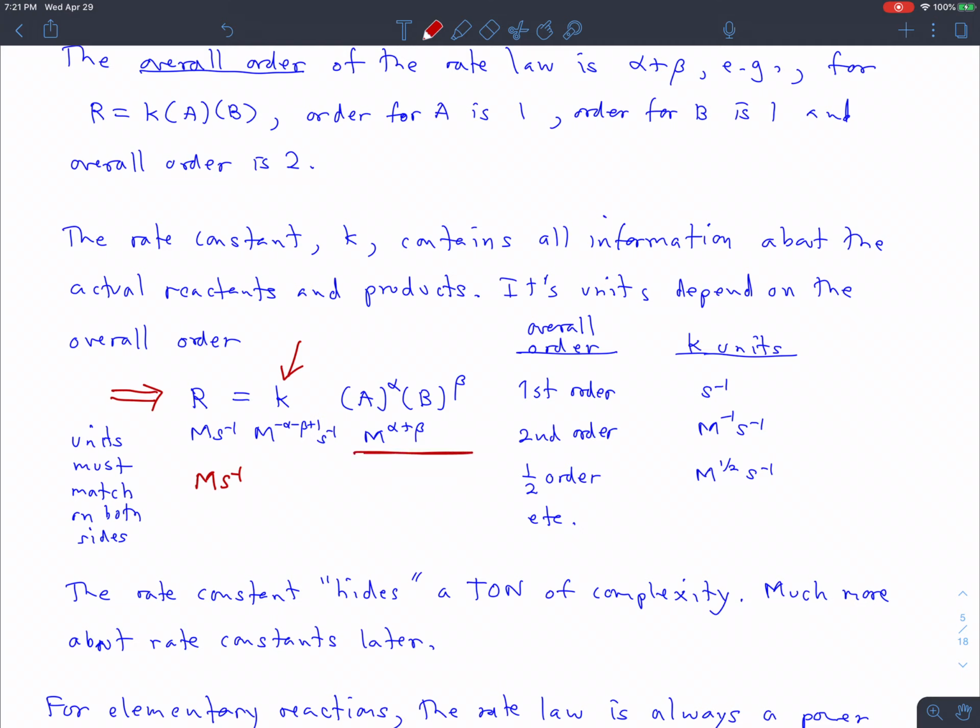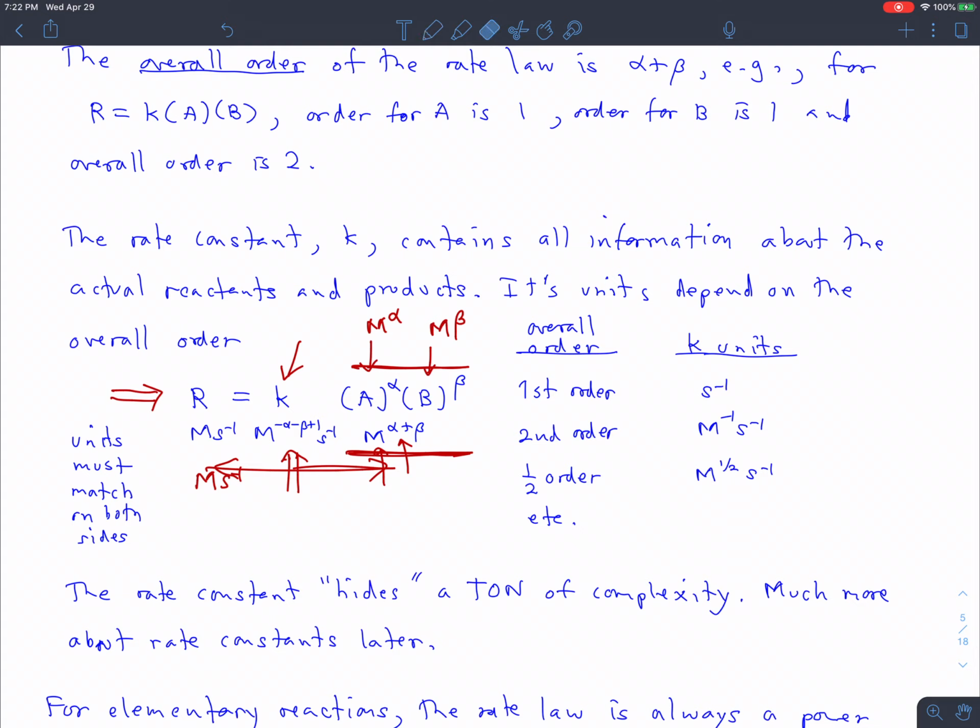And over here on the power law side, you've got units of molar to the alpha here. You've got units of molar to the beta here. And so this overall term combined has units of molar to the alpha plus beta power. Well, the units have to match on both sides of the equation. And that means that this rate constant has to have units which depend on the overall order of the rate law. So notice that this alpha plus beta is the overall order of the rate law.